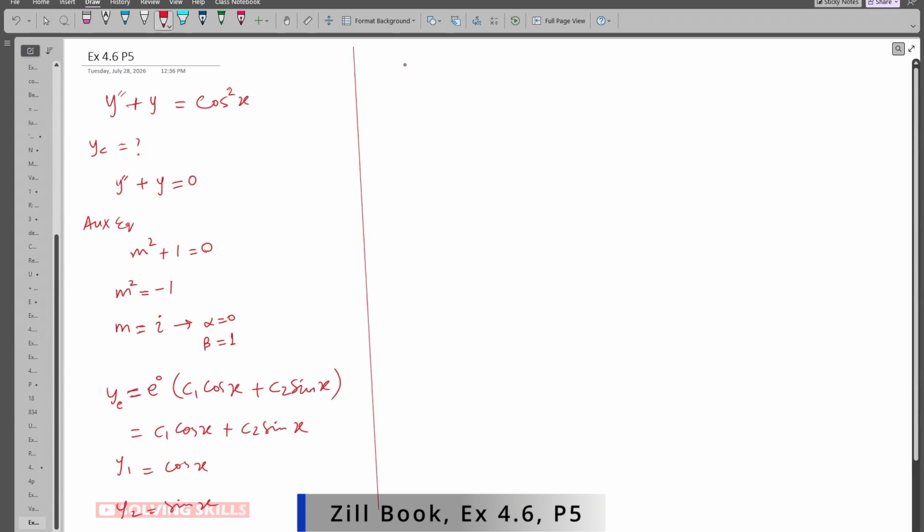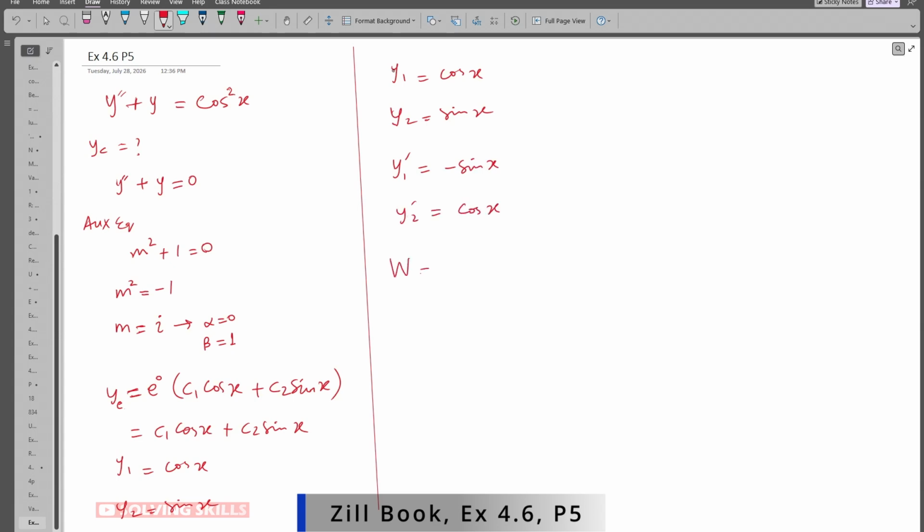So now since y1 and y2 are these, we can write their derivatives as y1 prime equal to minus sine x and y2 prime as cos x, and the Wronskian will be the determinant of y1, y2, y1 prime and y2 prime. So we get cos square x plus sine square x, because there's going to be a minus sign of the determinant and then a minus sign of the product. So this is equal to 1, since we know from trigonometry that cos square x plus sine square x equals 1.